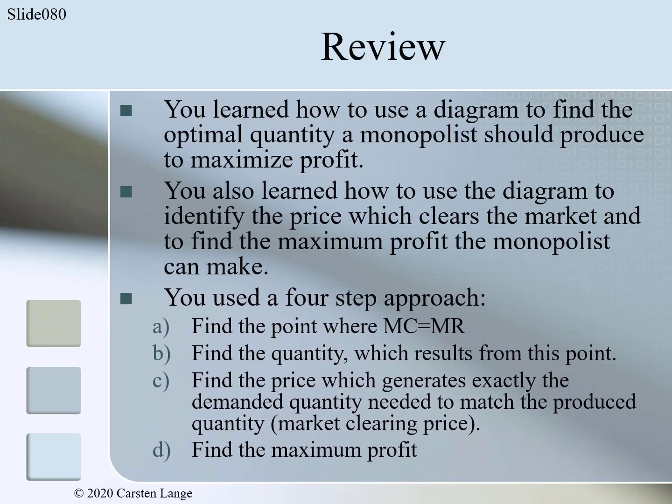First, you would find the point where marginal costs equals marginal revenue. Then you would find the quantity which results from this point. To find the price which generates exactly the demanded quantity needed to match the produced quantity, the optimum quantity, you go straight up until you reach the demand curve, go to the side, and this is the price which clears the market. And then in the last step, you find the maximum profit.